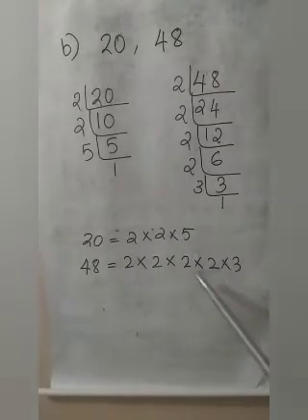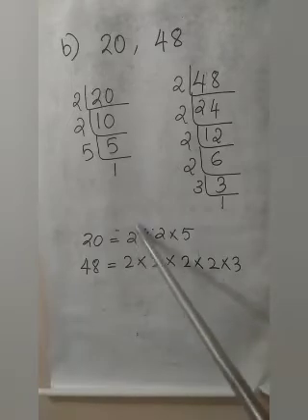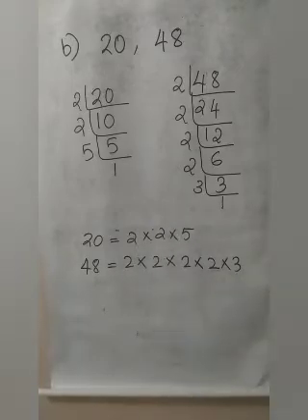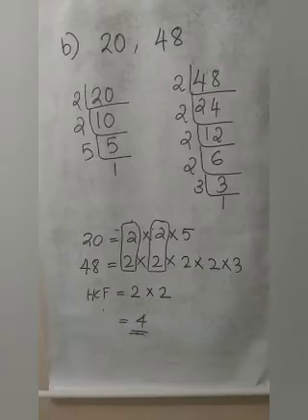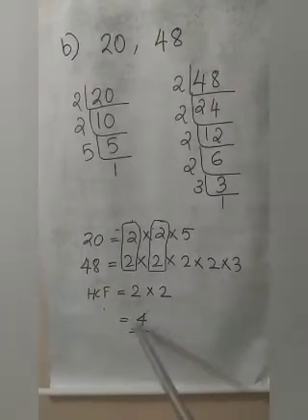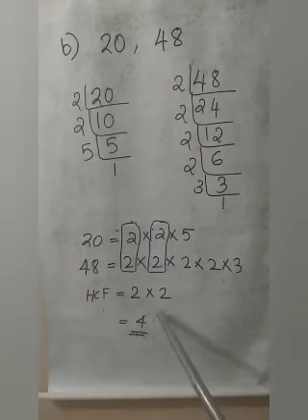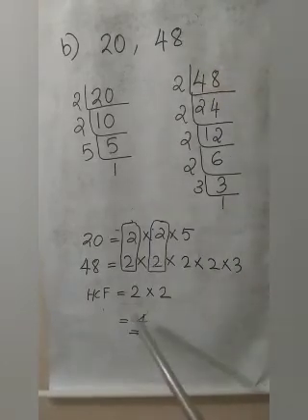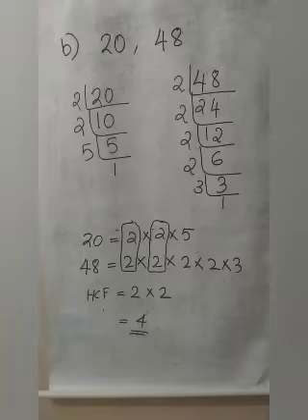So what is only common here? 2. Here one set of 2, and one set of 2 here. So only two 2's are common. That means HCF is equal to 2 into 2. What is that? 4. So what is the HCF of 20 and 48? HCF of 20 and 48 is 4.